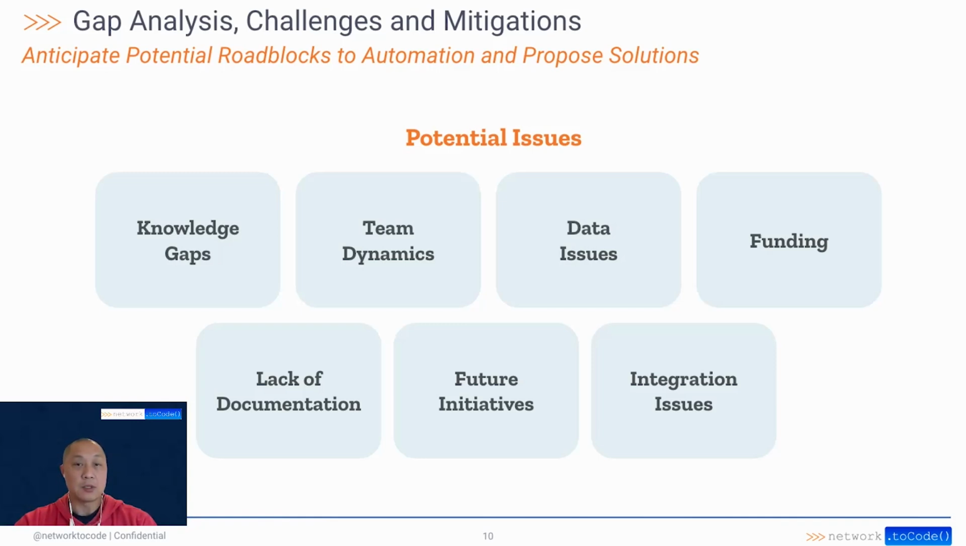We talk about the importance of getting in front of future initiatives, of course. For example, say we're a Cisco shop, but we plan to onboard a bunch of Juniper devices later on. That is going to be a major factor in picking our automation tools, right? And then lastly, the integration issues. Let's face it, not all systems play nicely with each other. So we want to figure out which ones are the troublemakers and either mitigate it or work around it.